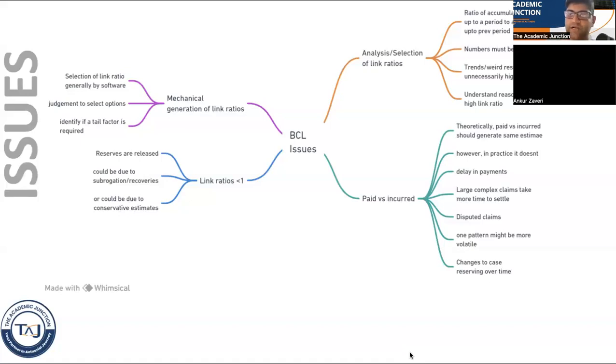So that's one issue. Third issue is link ratios less than 1. And why do link ratios less than 1 occur?